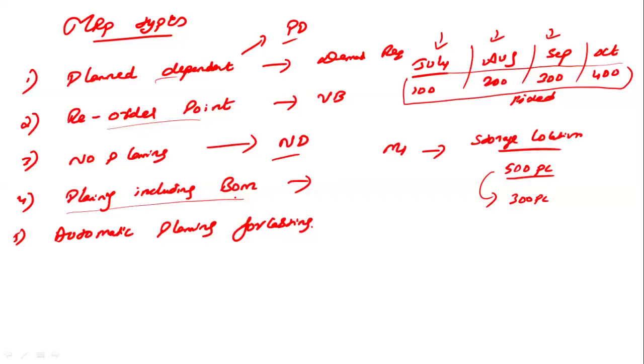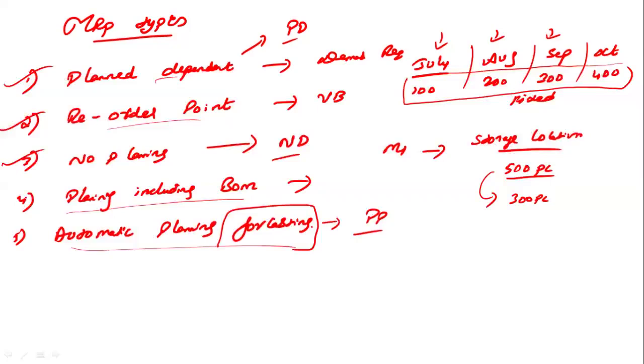Okay. And you have automatic planning, forecasting. This is completely handled by PP. This is going to check the past consumption and provide you the proposals. Forecasting is nothing but the past consumption. Okay. So majorly we use these three as an MRP type.